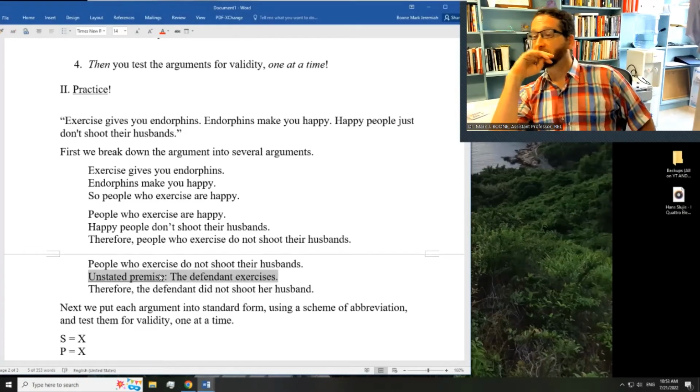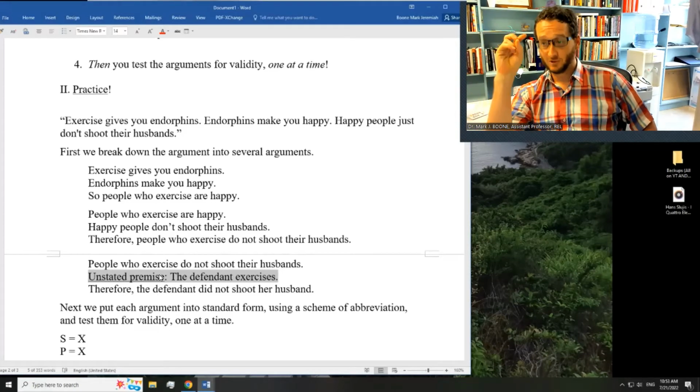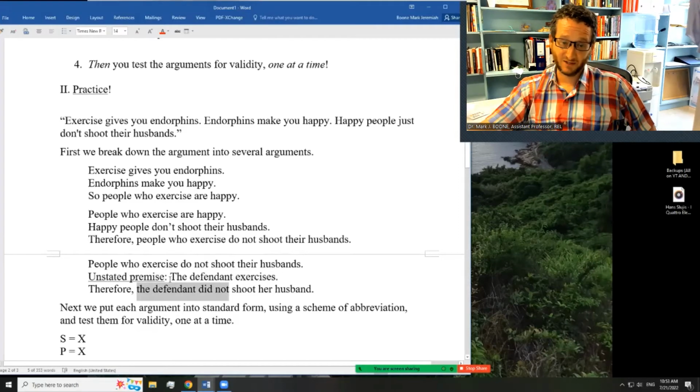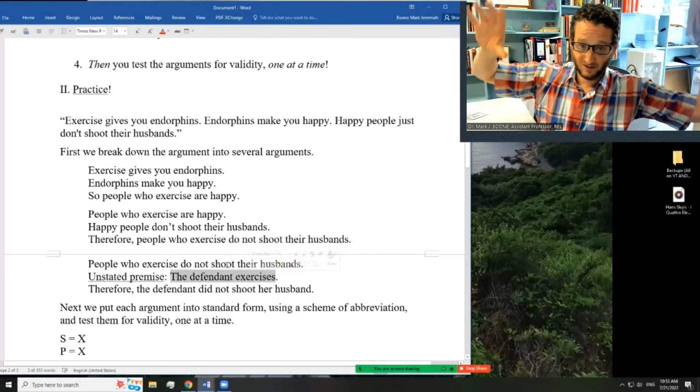So this argument is enthymematic for two reasons. One, its final conclusion, the defendant did not shoot her husband, is not explicit. Two, the premise, the defendant exercises, is not explicit. So you have to bring out all those steps. So now we have the chain of syllogisms.